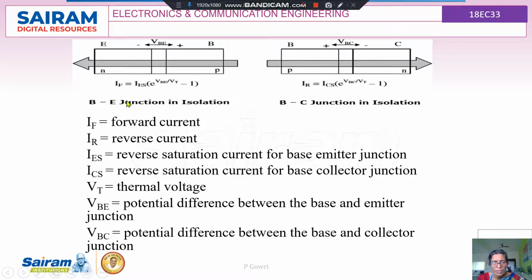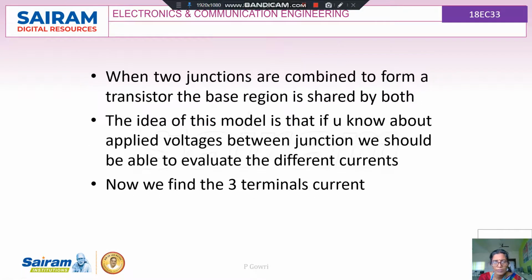So this IF is nothing but the forward current, and IR we take as the reverse current. IES is the reverse saturation current of the base-emitter junction, and ICS is the reverse saturation current of the collector-base junction. Vt is the thermal voltage, VBE is the potential difference across the emitter-base junction, and VBC is the potential difference across the base-collector junction.